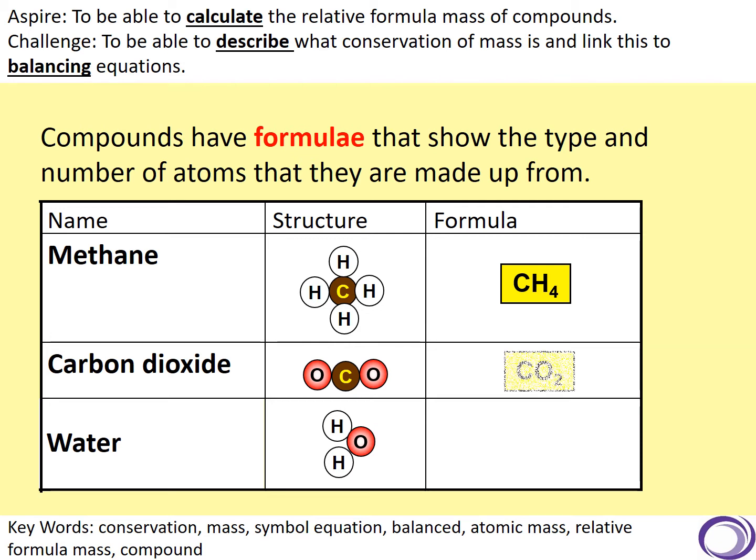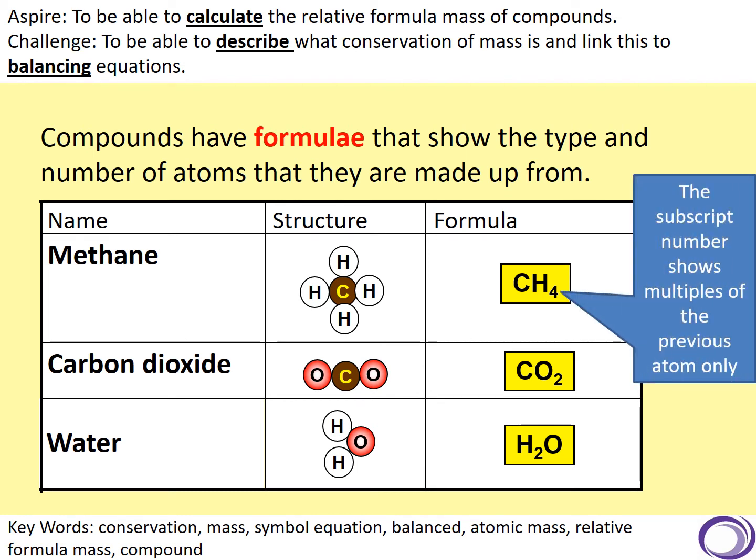Carbon dioxide, most of you know that the formula for carbon dioxide is CO2. One carbon atom attached to 2 oxygen atoms. And with water, again, H2O, 2 hydrogen atoms attached to 1 oxygen atom. So the subscript number shows the multiples of the previous atom only, not any other ones.